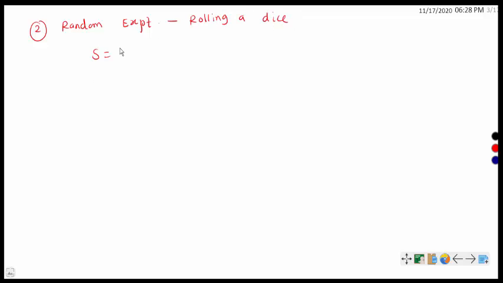So the sample space S is equal to {1, 2, 3, 4, 5, 6}. Take any subset of this sample space. Suppose I take a subset E, where E is the set of even faces. That is, we get an even number on the uppermost face of the die. So E is equal to {2, 4, 6}. Getting an even face is our event, the set of even faces.